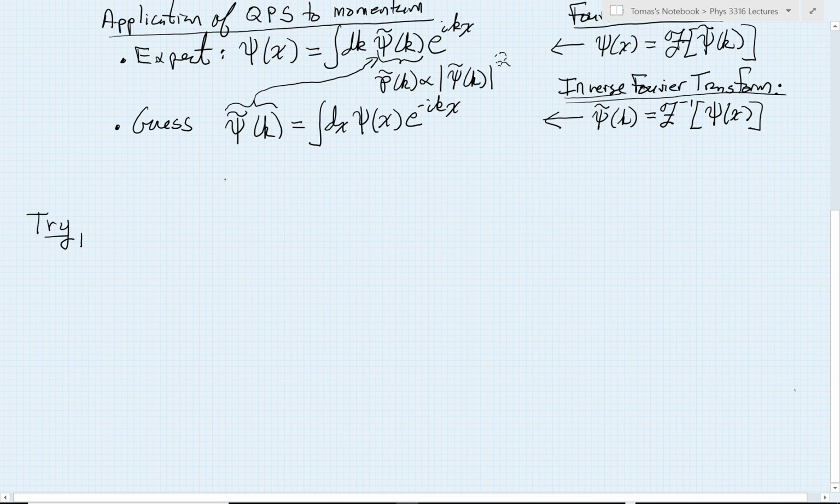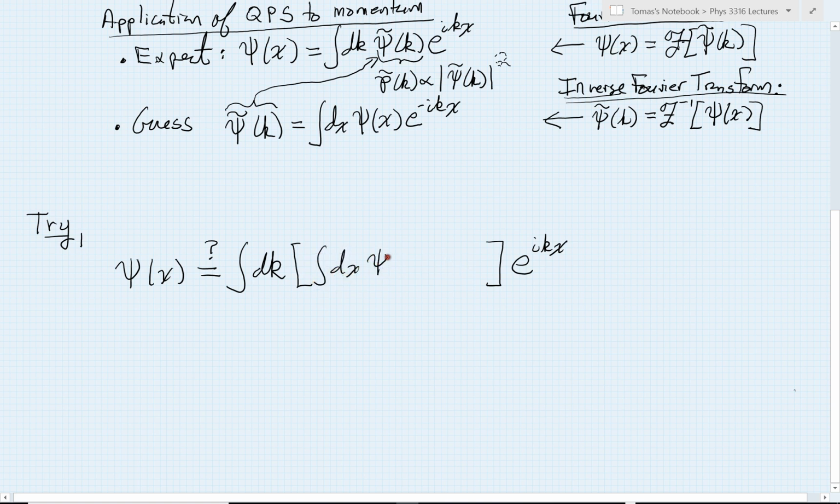And so to try it out, we're going to see whether or not we get back psi of x. We don't know if we will, so this is a claim at this stage, as an integral dk of some set of weights. So I'm going to put some square brackets here so I can write down what those weights are. But the idea is it's going to be some set of weights times this factor of e to the ikx. And we had a particular guess for what these weights should actually be. We guessed this is what should be inside the bracket: integral dx times psi of x times e to the minus ikx.